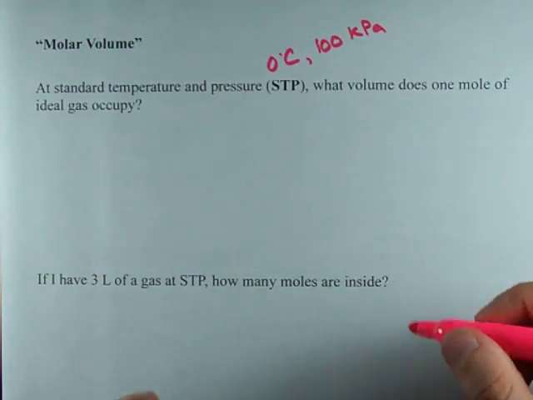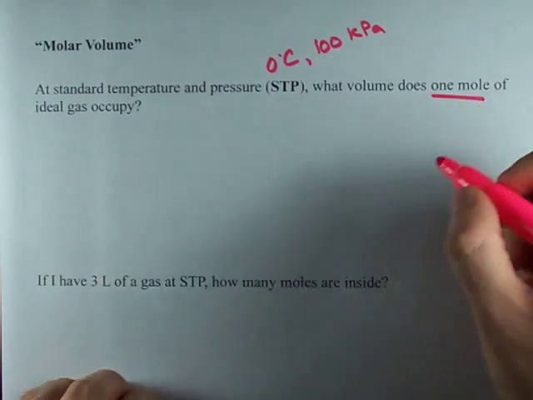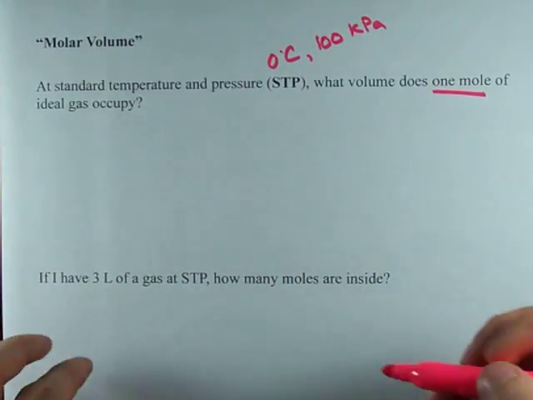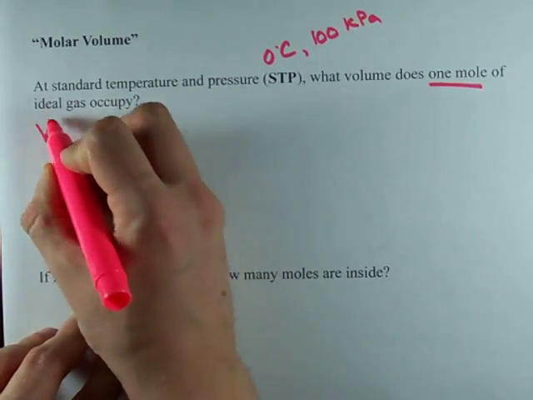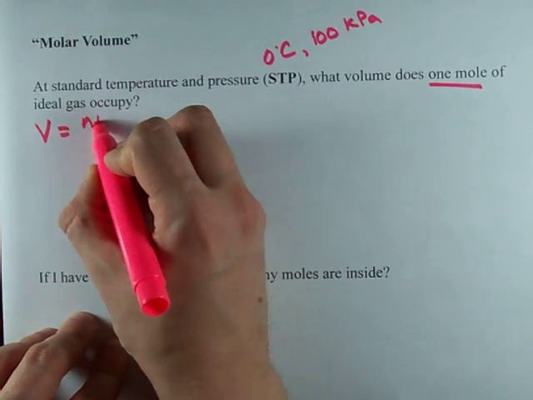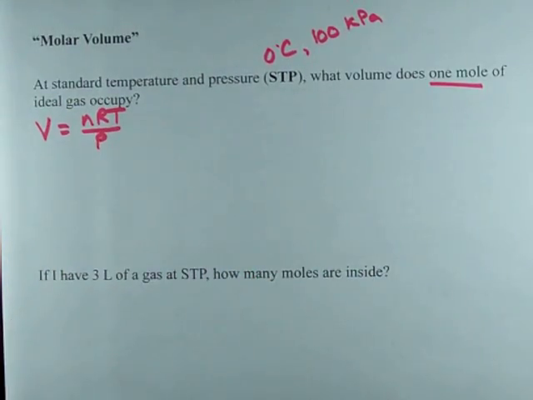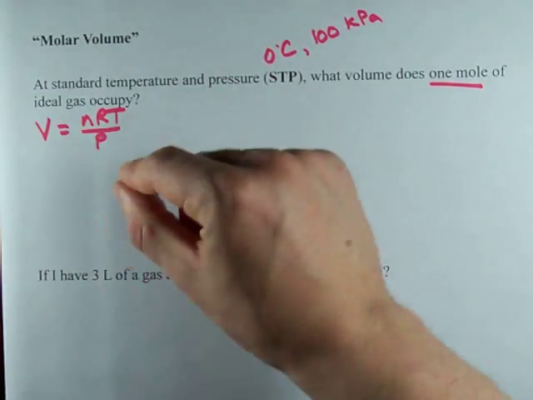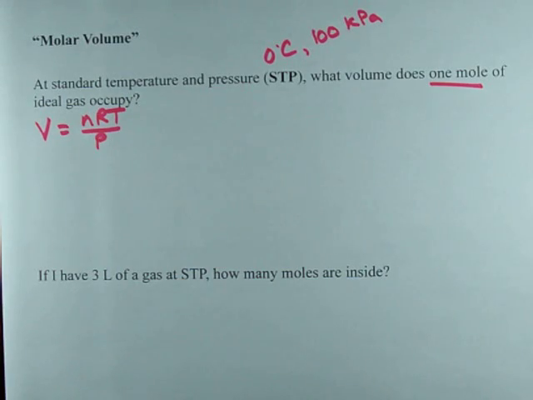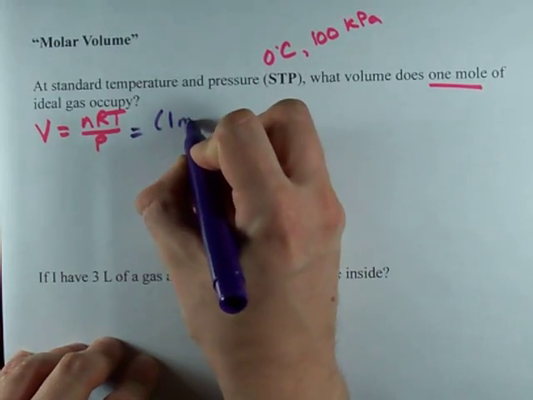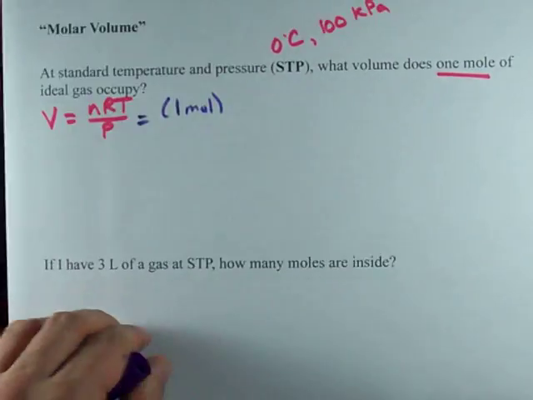So the real question is, if I have 1 mole of gas, what's the corresponding volume that it takes up? Well, volume, according to the ideal gas equation, is nRT over P. Now, let's fill in some numbers and see if we can get the number for molar volume at STP. Well, let's use purple. How many moles do we have? What's n? Well, it's 1 mole, because that's the definition.